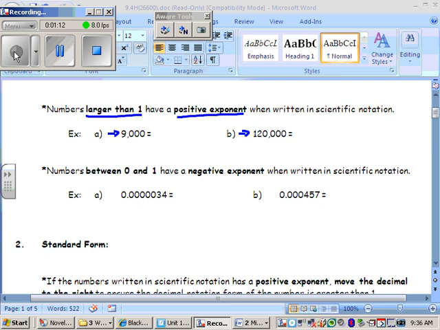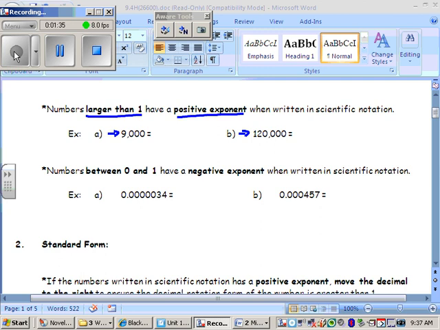Now to write 9,000 in scientific notation, basically what we want to do is abbreviate it and make it shorter. Now I'm using small numbers for examples. Normally scientific notation is used when the numbers are extremely large and much easier to write in this abbreviated form. So we're using quite small numbers just to make sure you get the idea.